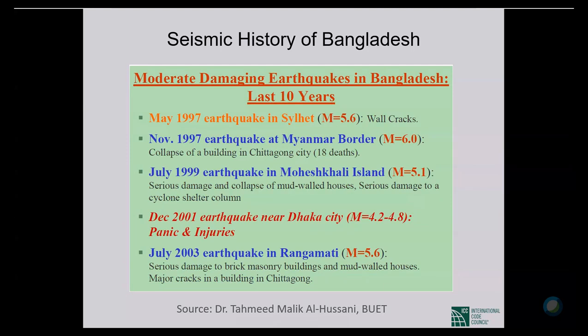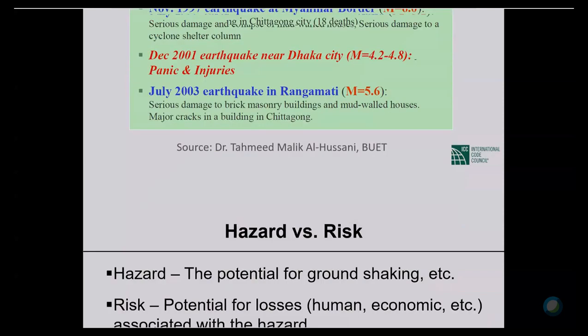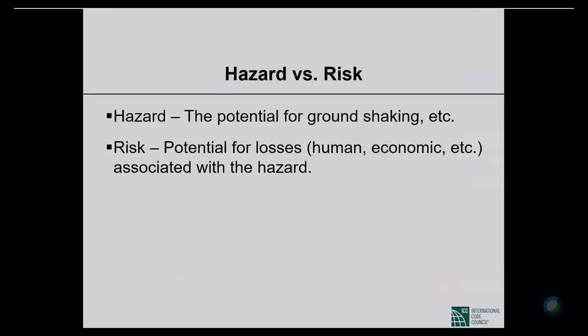Moderate damaging earthquakes in Bangladesh during the last 10 years. There is a list: May 1997, Sylhet, November 1997 near Burma border, July 99, Moheshkhali, December 2001. This is an earthquake near Dhaka. There was panic and injuries, as the slide shows. July of 2003 earthquake in Rangamati. So there has been no large earthquake, but there have been moderate earthquakes in the last 10 years, definitely.